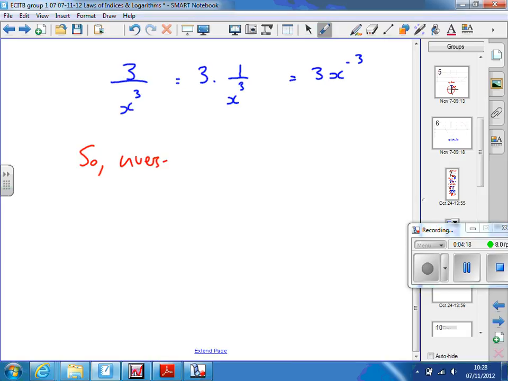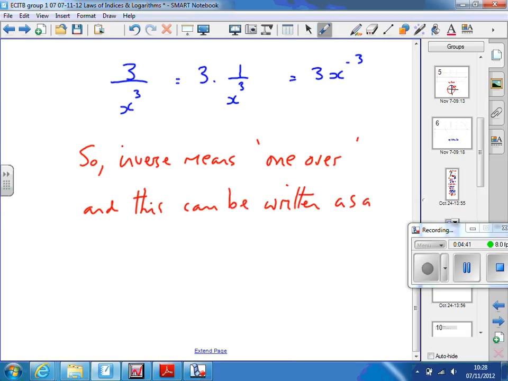Inverse means 1 over. If somebody asks you what's the inverse of something, it's 1 over it. And this can be written as a negative power. And that comes in very useful, particularly, as I've said already, when we want to start differentiating when we look at calculus. This becomes a very useful law of indices.